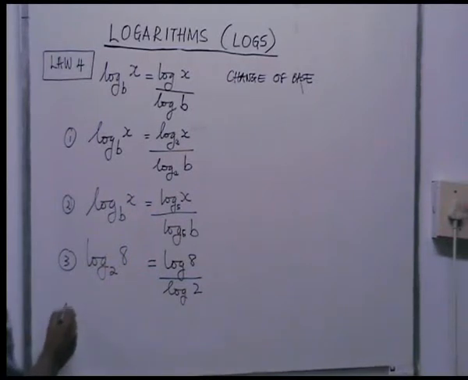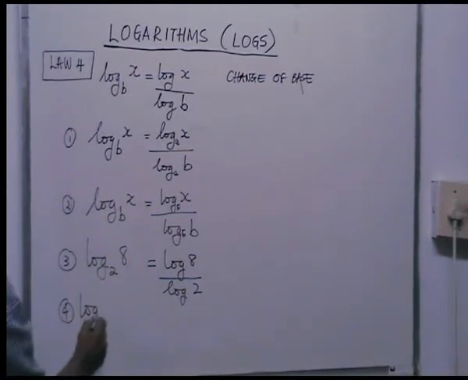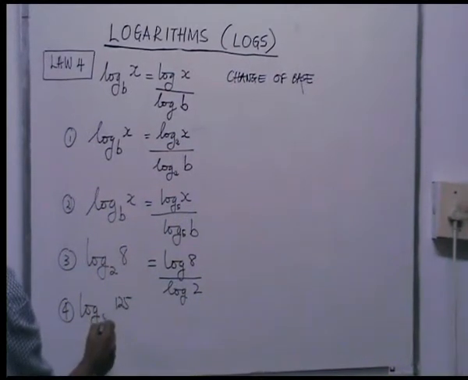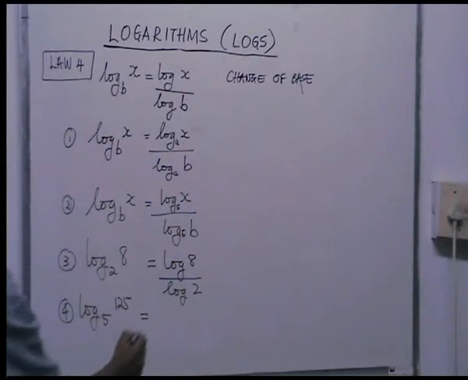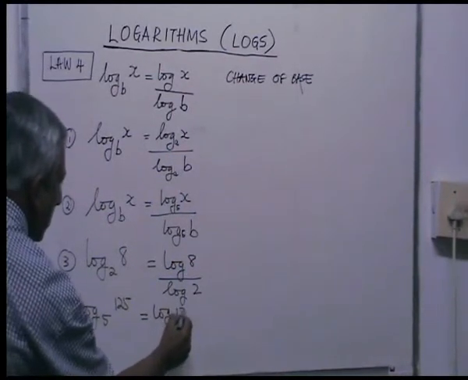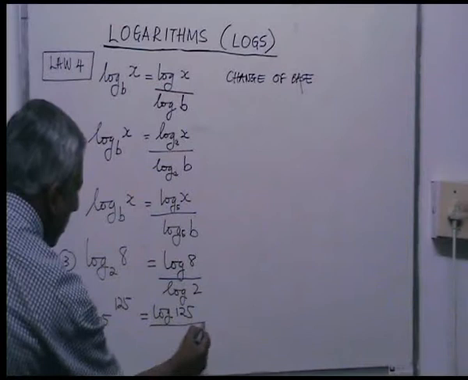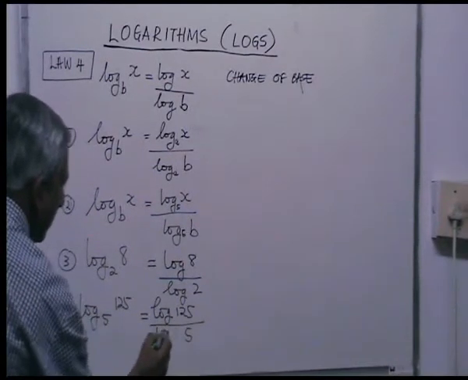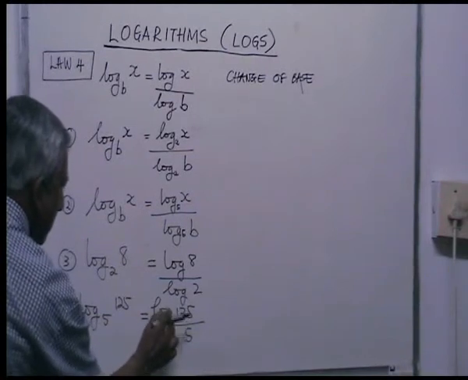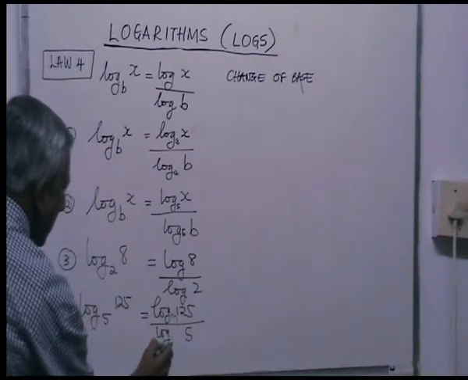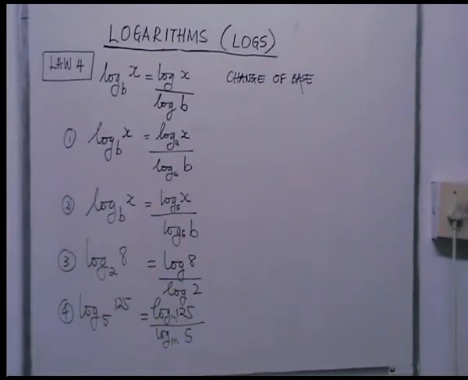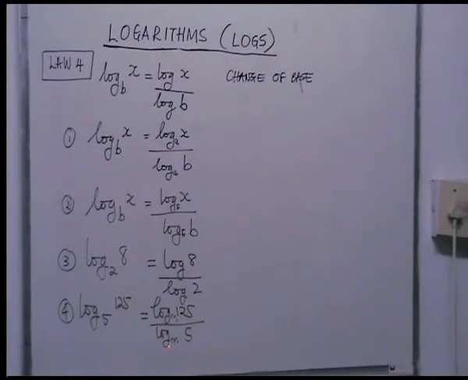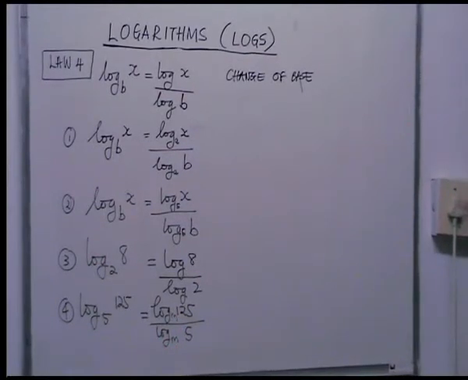Right? So let's do one more example. Number 4, log of 125 to the base 5. That will become log of 125 all over log of 5. And if I want to write the base m here and m here, I can do so. Choice is mine, because I can change the base to whatever base I like. So that's what change of base is.